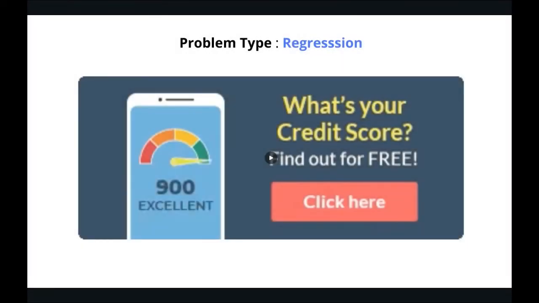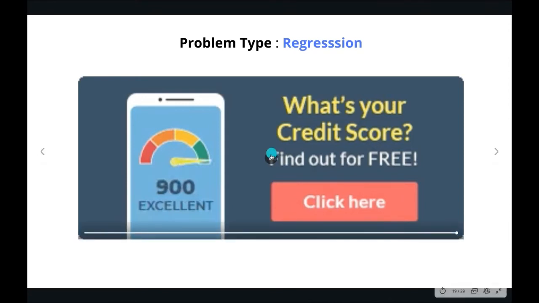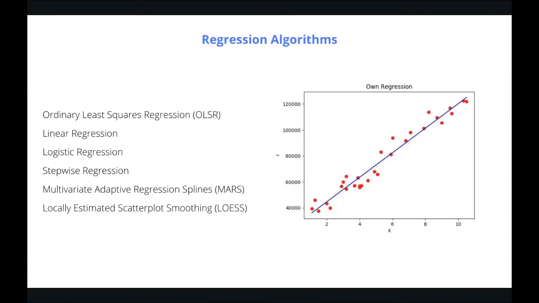Calculation of your credit score on the basis of your income level, age, educational qualification, and more is a classic regression problem where the output is a continuous value, either a 500 or a 400 or a 900, right? And that identifies your credit score, which helps financial institutions identify how much credit they can give to the person.